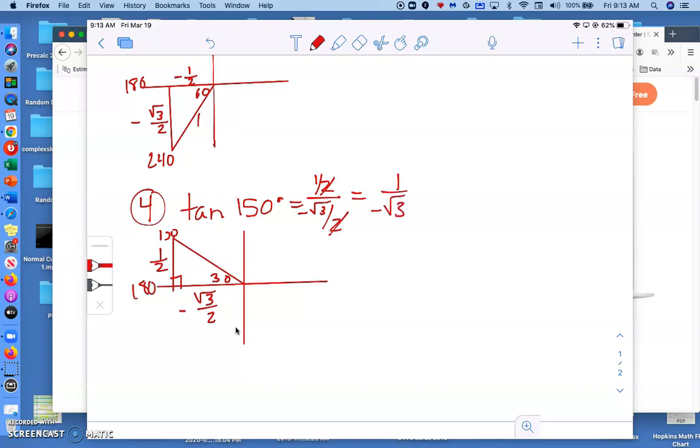And then we're going to rationalize this. We're not going to have a root symbol in the denominator. So we rationalize by multiplying by the number 1, just disguised as root 3 over 3. So this becomes root 3 over root 3 times root 3 is 3. So -root 3 over 3.